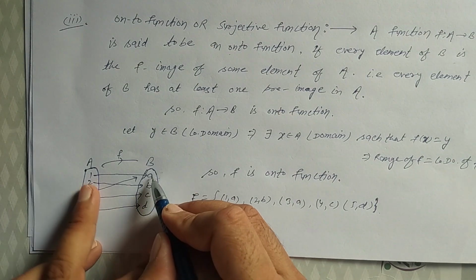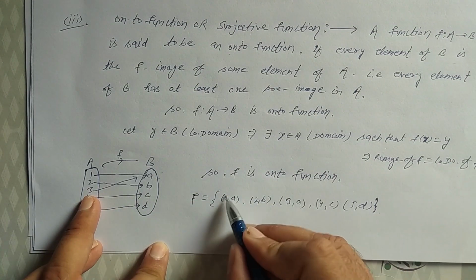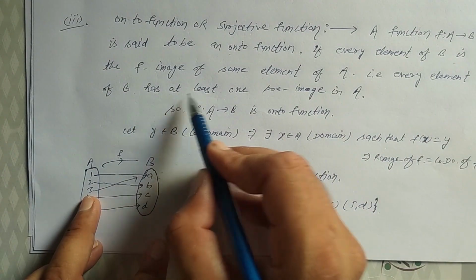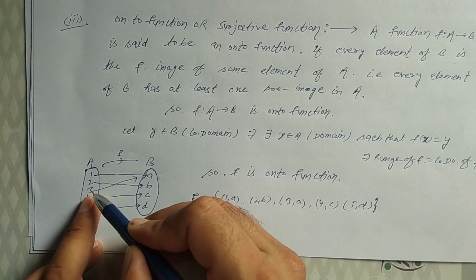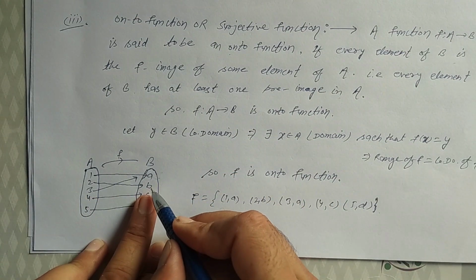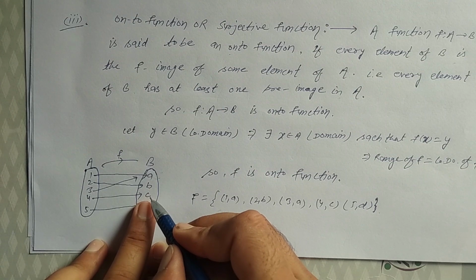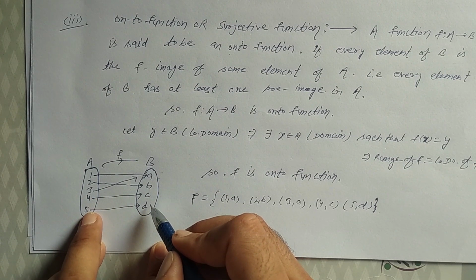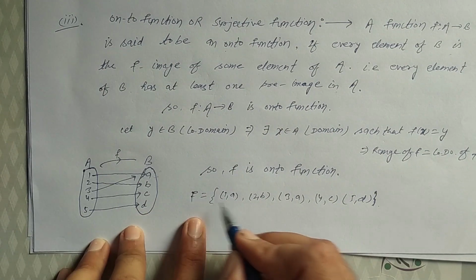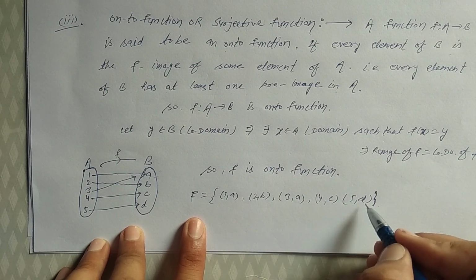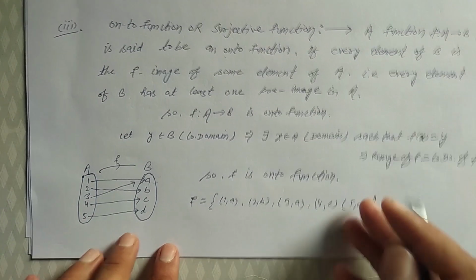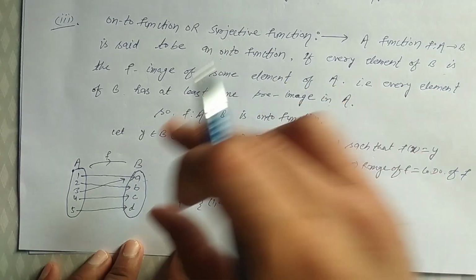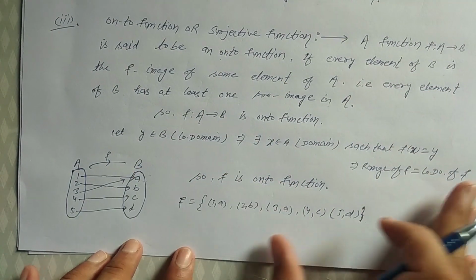Pre-image of element A is 1, 3. Every element of B has at least one pre-image in A: pre-image of element B is 2, pre-image of element C is 4, pre-image of element D is 5. Ordered pairs: f is equal to (1,A), (2,B), (3,A), (4,C), (5,D). So f is an onto function, by theoretical and mathematical definition and by arrow diagram.